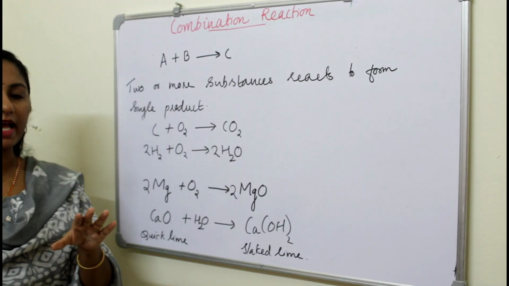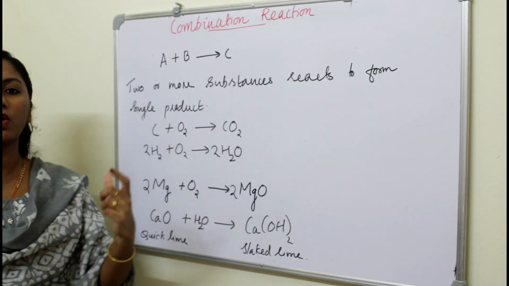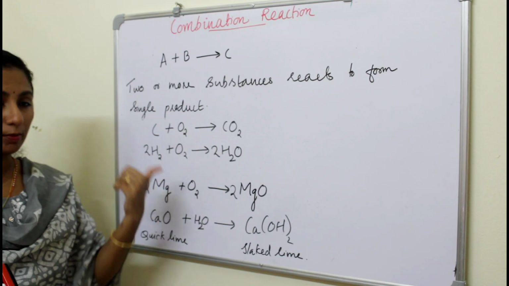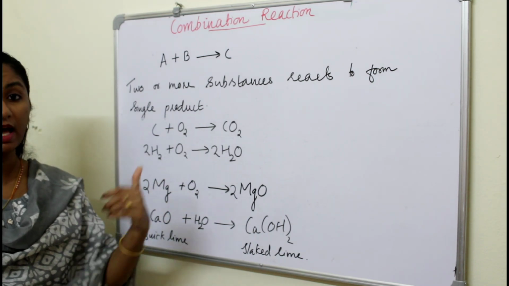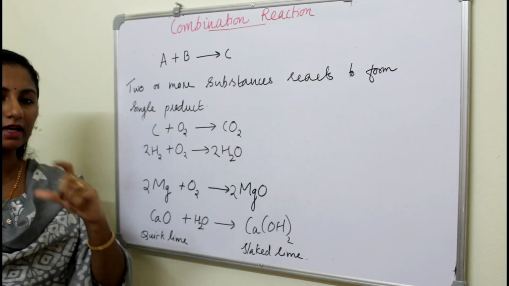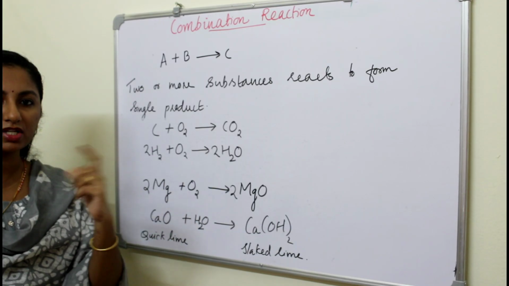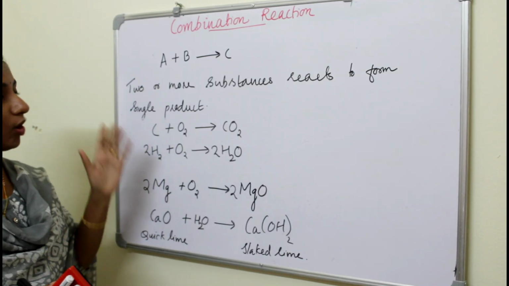Okay, then what is the difference between combination and decomposition reaction? In a decomposition reaction we take a single substance as reactant and we get two or more products. In a combination reaction we take two or more substances as reactants and we get a single product. That means combination reactions and decomposition reactions are opposite to each other. Okay, so that's all about combination reaction.